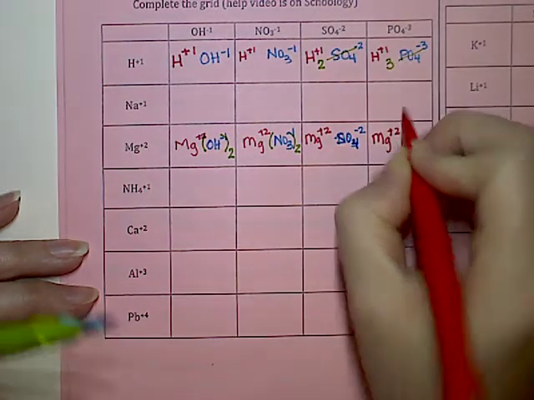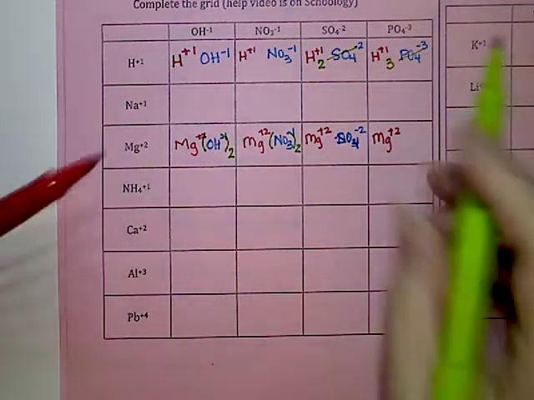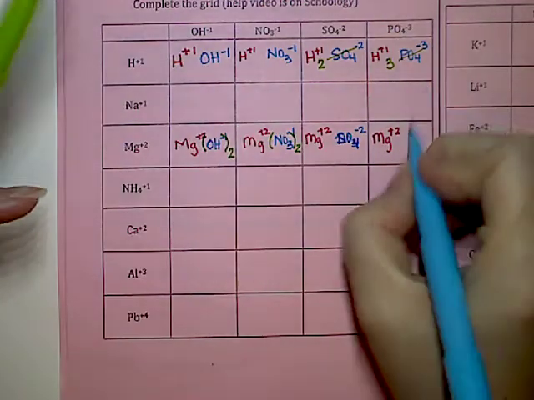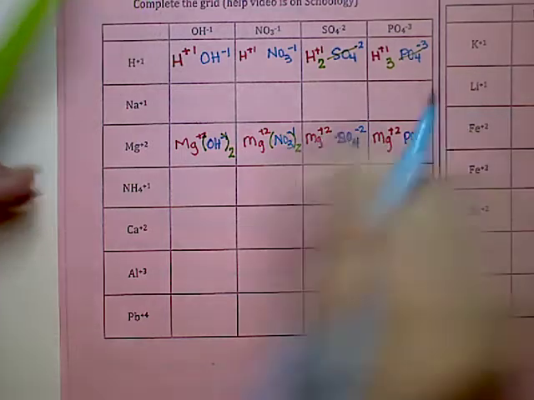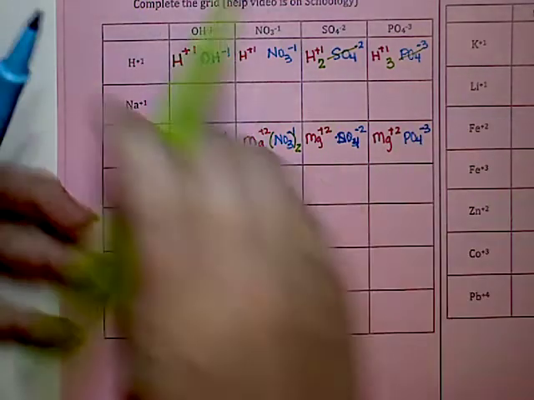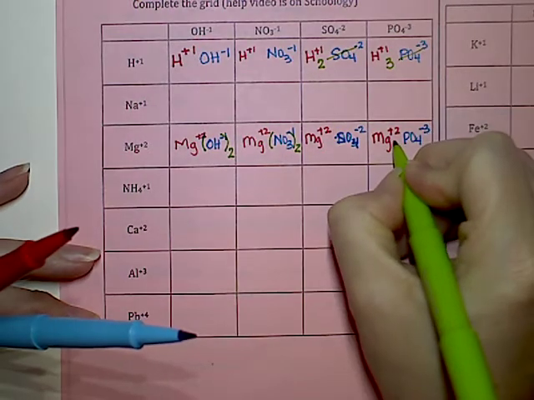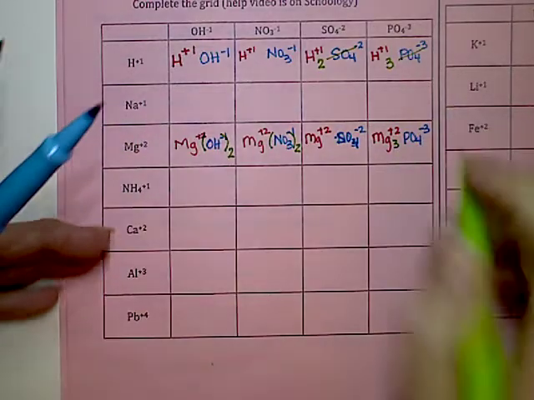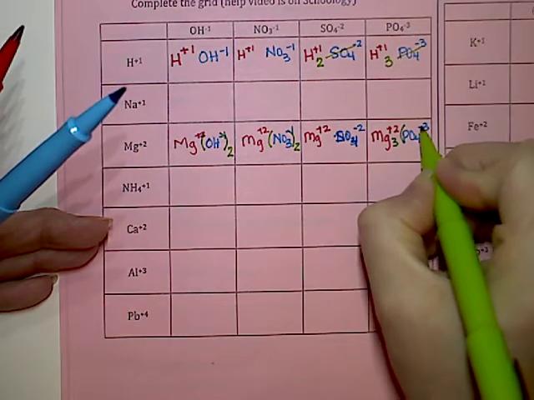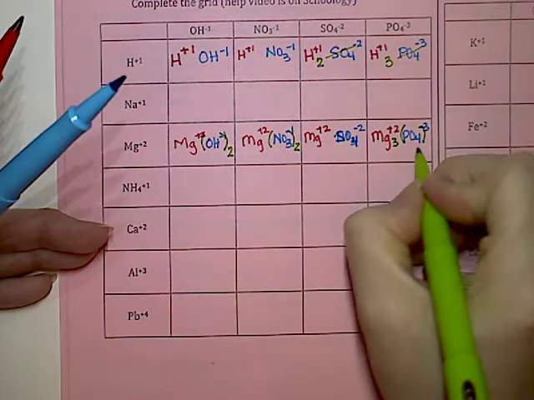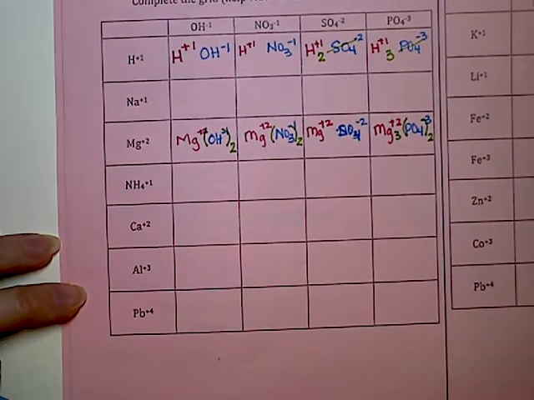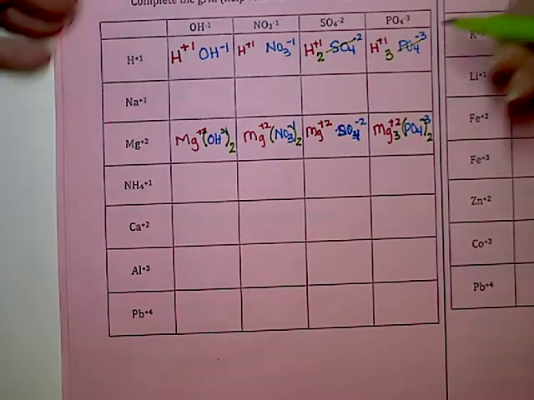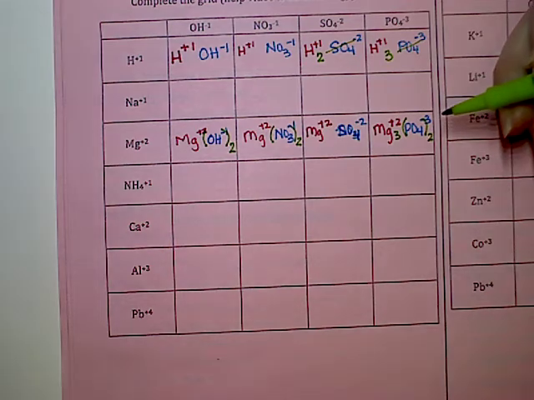Magnesium plus 2, phosphate, PO4 minus 3, does not cancel out. So my 3 comes down for magnesium, and my phosphate, I need more than 1, so I need parentheses, needs a 2. So that's how you would attack each one individually.